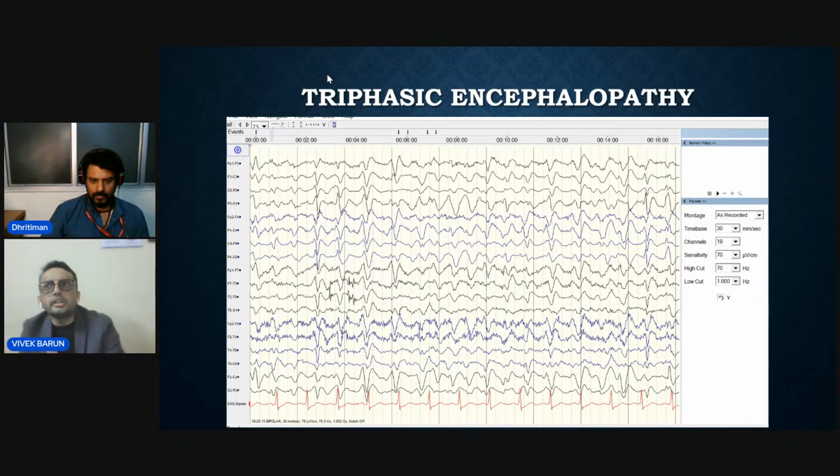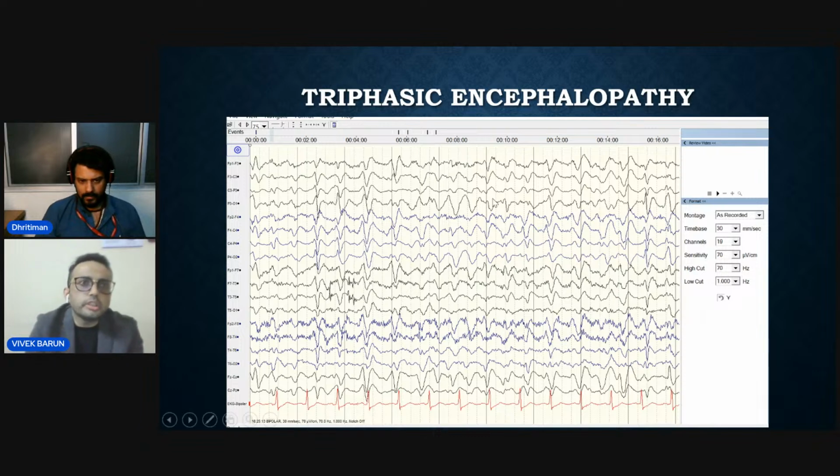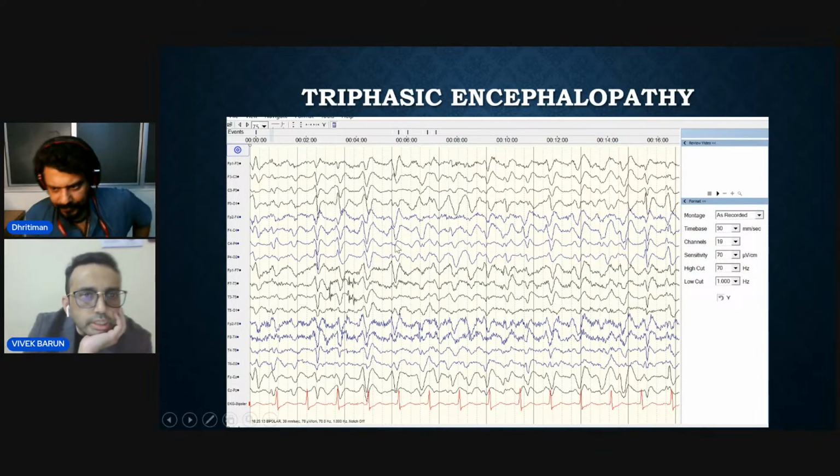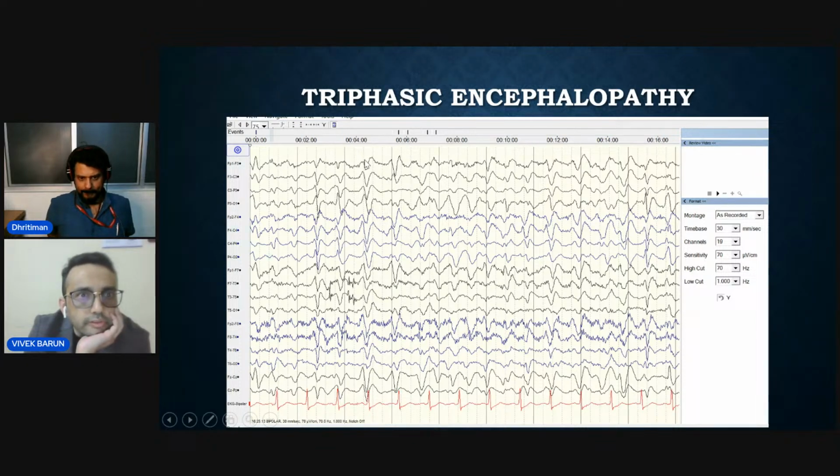So before doing MRI, we asked to do ABG to look for type 2 respiratory failure, to look for CO2 narcosis. We did EEG also. Here we can see the EEG is showing triphasic waves. Why am I saying triphasic? Because it has got 3 phases.